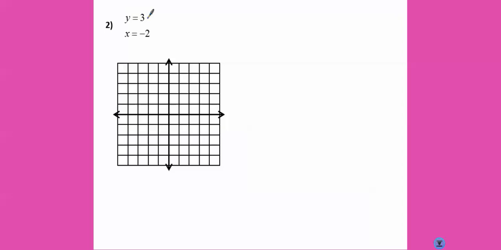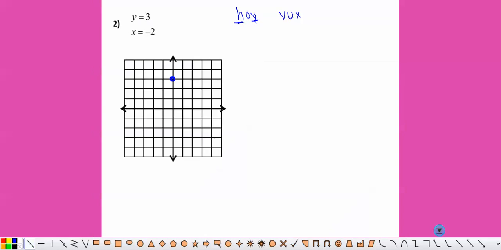So y equals 3. We remember our little hint, HOY, means we're going to have a horizontal line since it's y equals just a number. So I'm going to go to where y equals 3, and then I'm going to use my ruler to make a horizontal line.